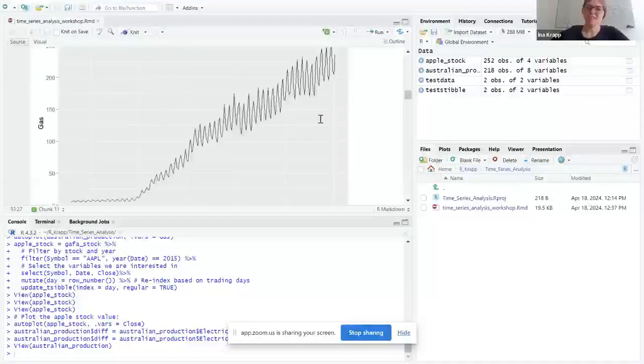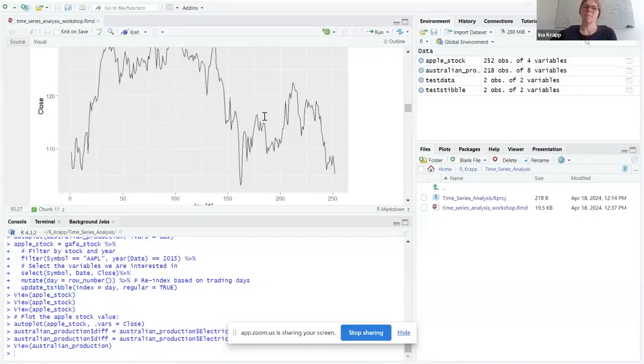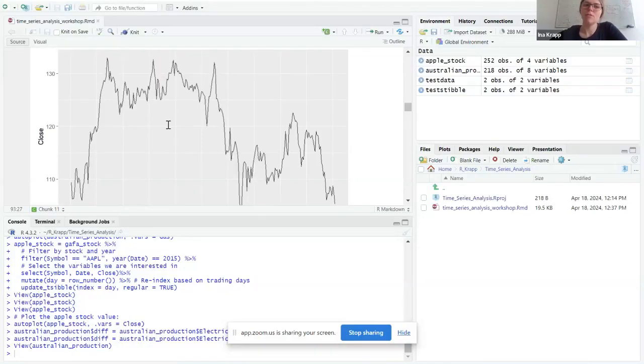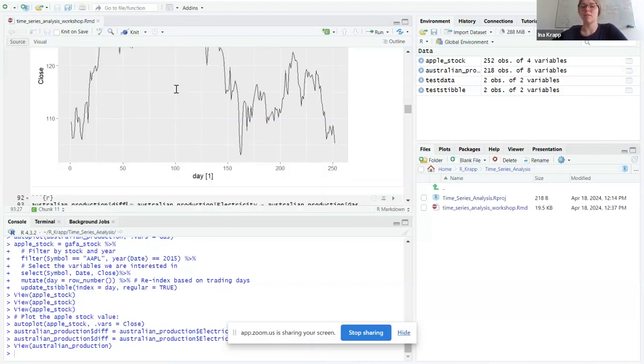If you remember the gas data, this is not a constant mean, and it's also obviously not a constant variance. The mean obviously increases over time, so does the variance here. The stock market data also does not look stationary. If you take the mean from this time period and compare it with the mean from this time period, obviously this mean will be higher. So it is not stationary, even though it's more difficult to describe a clear trend.